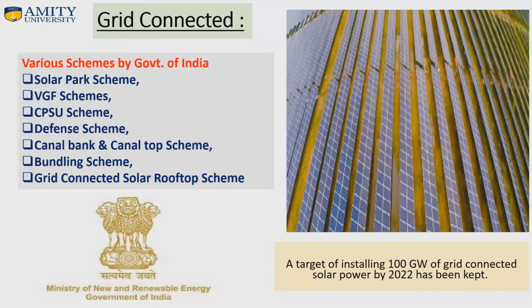The Canal Bank and Canal Top Scheme is designed to achieve gainful utilization of the unutilized area on the top of canals and canal banks for setting up solar PV power generation plants for feeding the generated power to the grid, with a total capacity of 100 megawatt solar PV power projects.